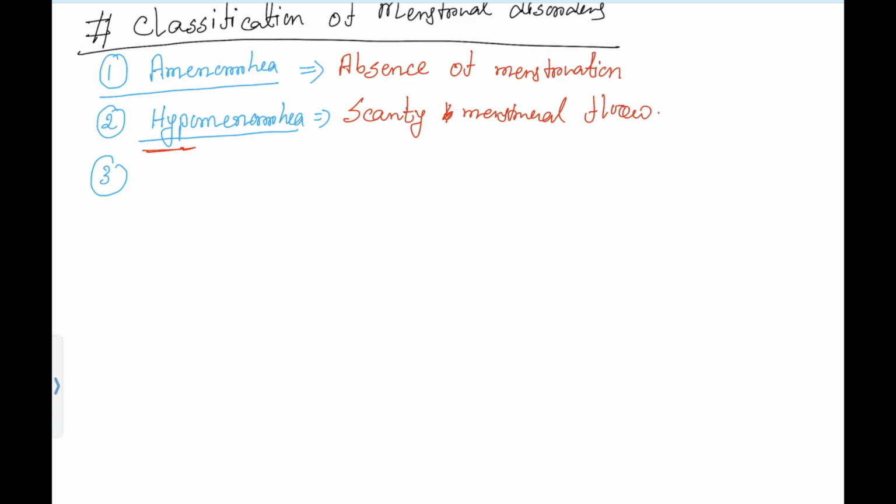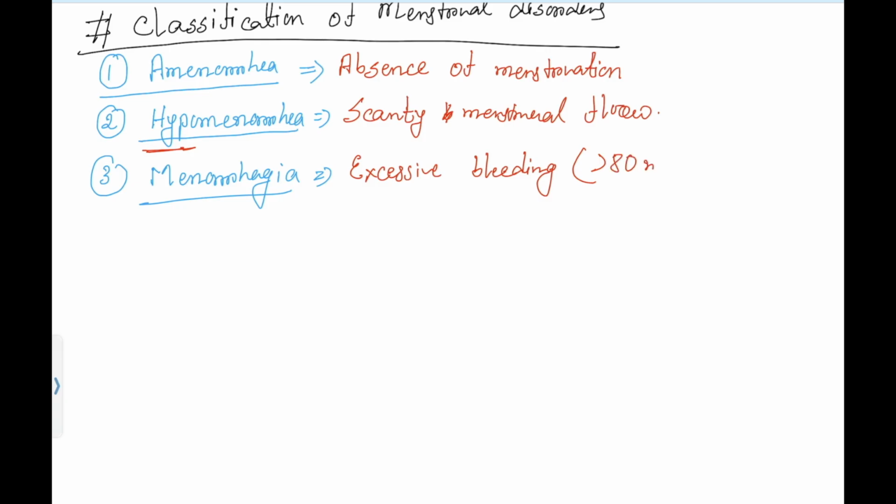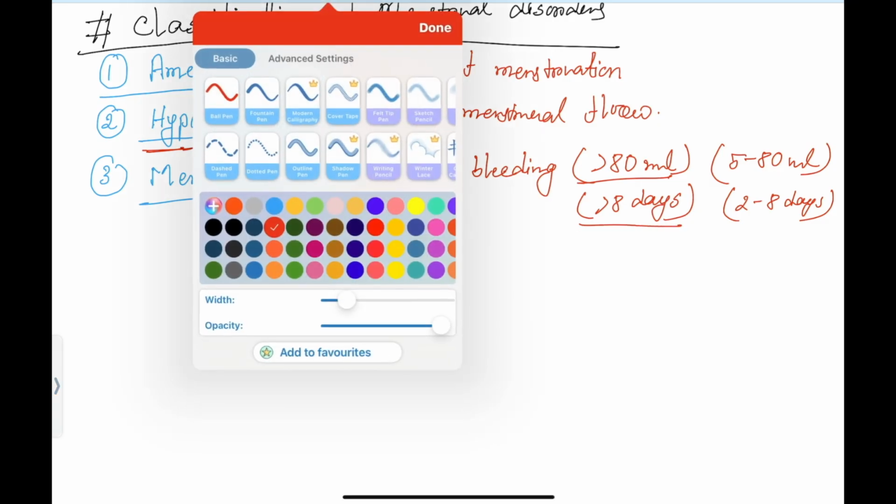Then the third menstrual disorder is menorrhagia. Menorrhagia means, just remember, excessive bleeding, that can be more than 80 ml during the menstruation phase, or more than 8 days of this menstrual phase. Normally it stays for 2 to 8 days, right? And normal menstrual blood loss is 5 to 80 ml, right? But here, we will consider it as menorrhagia if the woman has excessive bleeding of more than 80 ml or the menstrual phase stays more than 8 days.